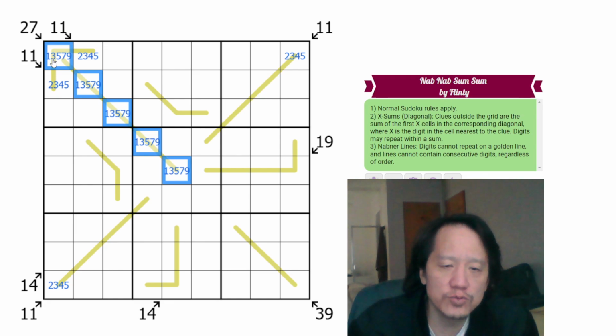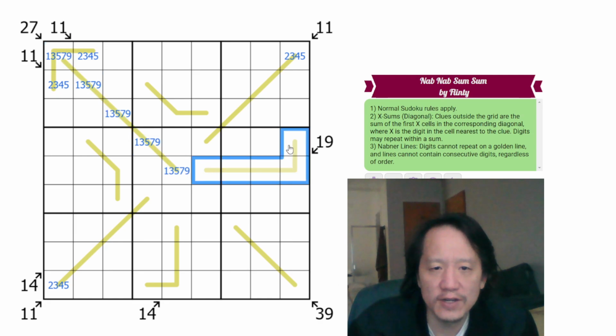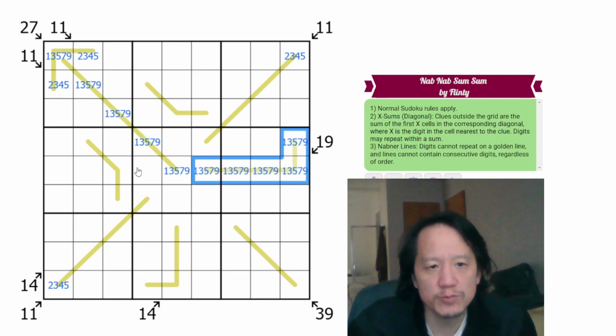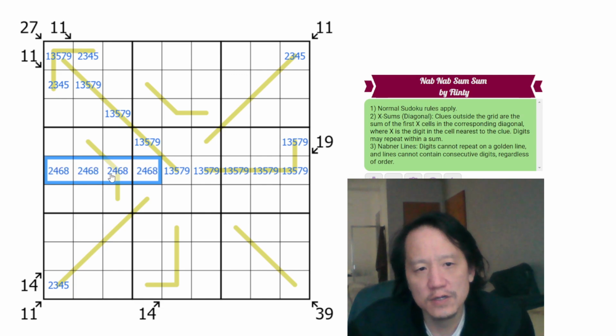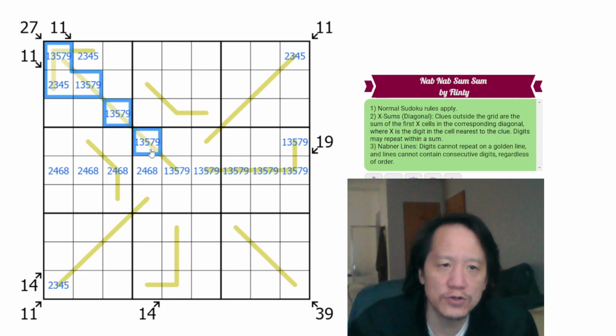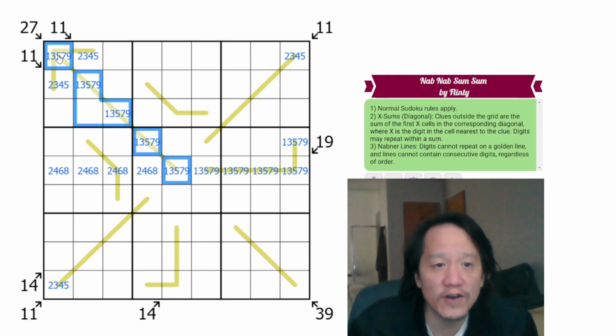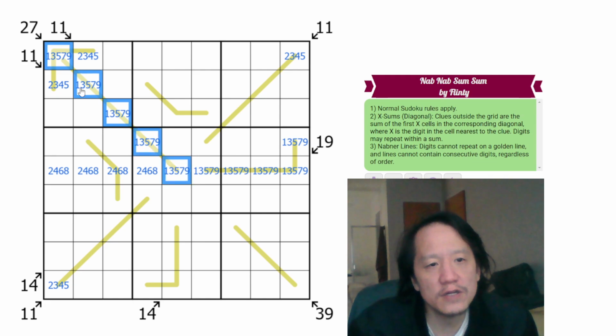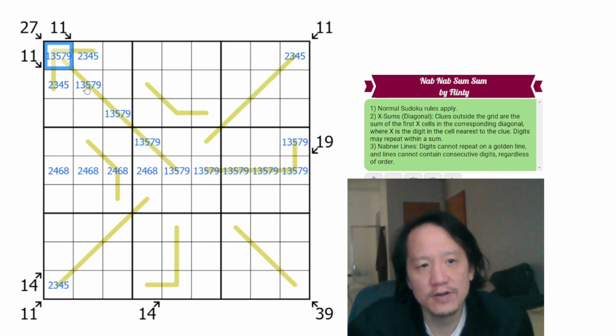Right? And since it's 20, this is also 1, 3, 5, 7, 9, because this is also a Nabner line, which means this is 2, 4, 6, 8. So this is 1, 3, 5, 7, 9, which means 1 and 9 add up together to 10. 3 and 7 add up to 10. 5 adds up to 5, so this is always 25. Therefore, it has to be more than 5 here.